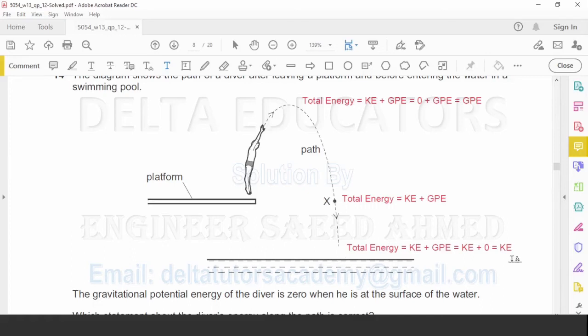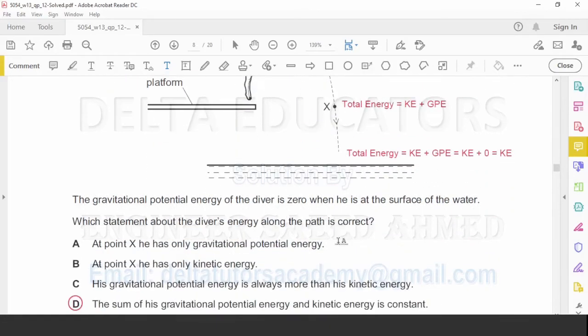So here total energy will be equal to kinetic energy. Now we check the options. Option A, at point X, he has only gravitational potential energy. When he is at point X, he is moving, and the energy by virtue of motion is called kinetic energy. So he has kinetic energy, and it is given here he has only gravitational potential energy, so this one is incorrect.